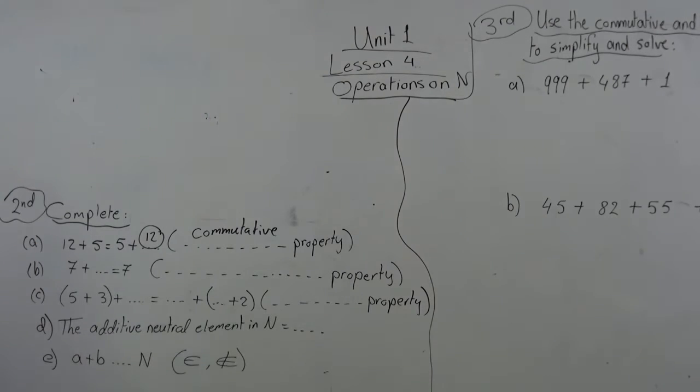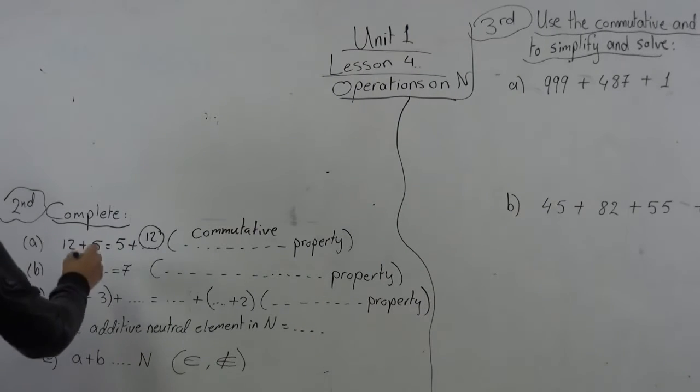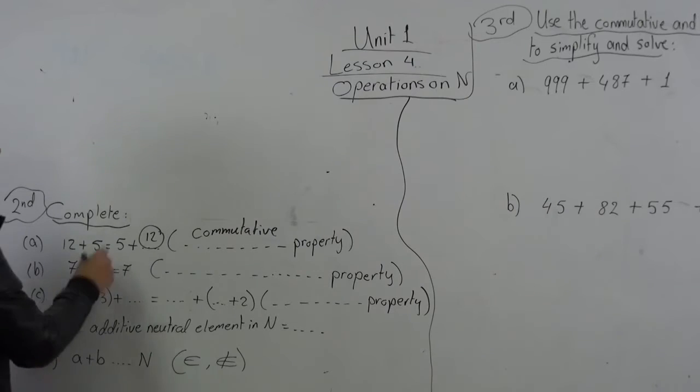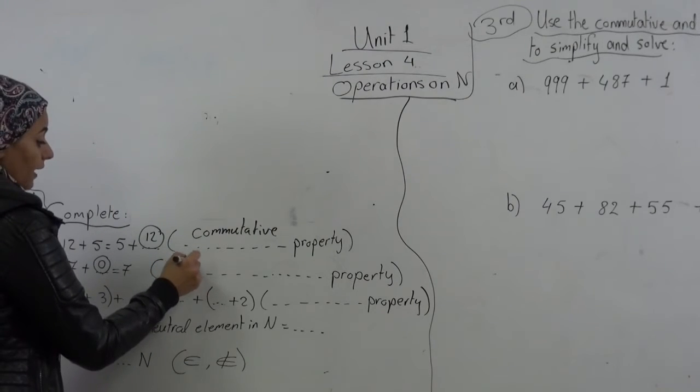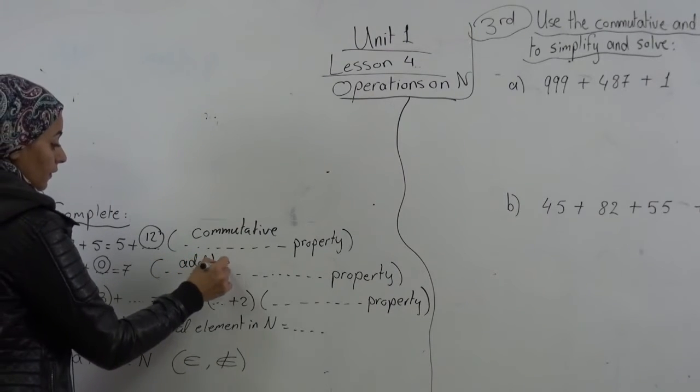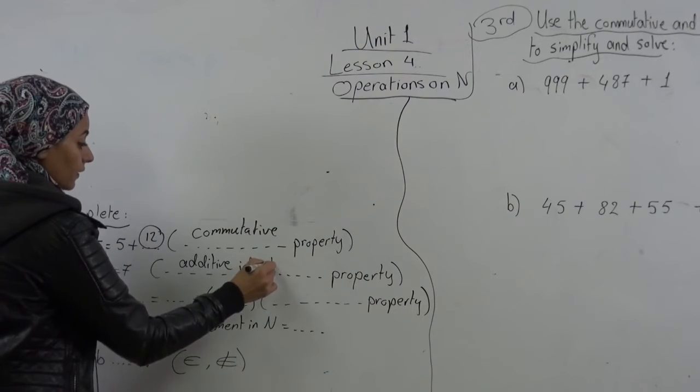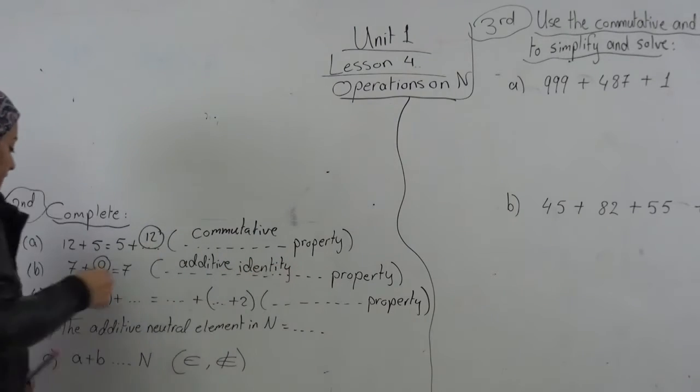Number B, 7 plus what will give me 7? What is the number that, if I add it to 7, will not affect it at all? It is 0. And when you add 0, you are doing nothing, and it is called the additive identity property.